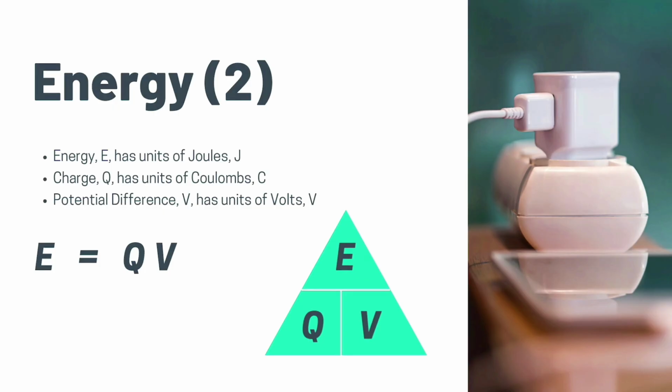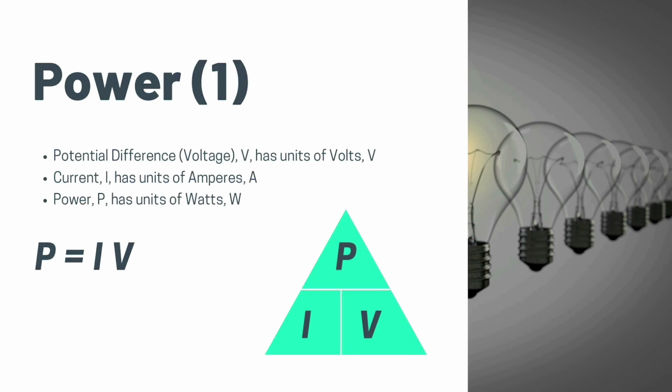E again stands for energy, has units of joules. You might see W at this stage, so it would be W equals QV. It means the same thing. Like I said before, work done is equal to energy transferred. Q stands for charge, has units of coulombs, and V stands for potential difference, which has units of volts.